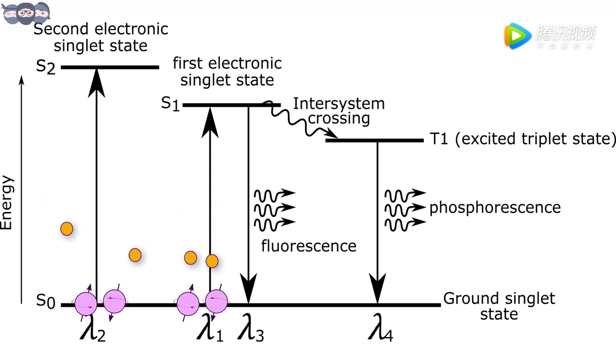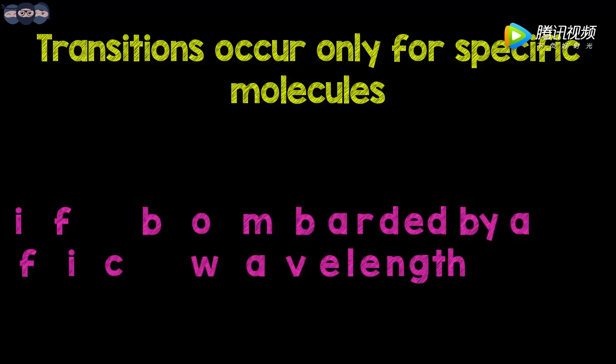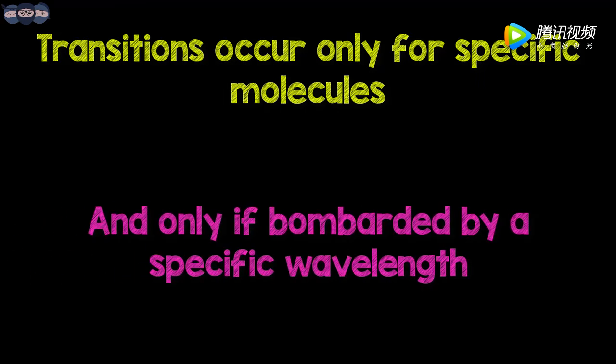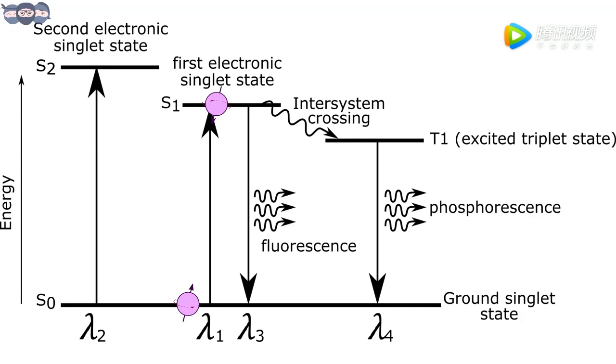Due to this absorption, an electronic transition takes place, and molecules transition to higher electronic states like the second electronic singlet state or first electronic singlet state as depicted in the diagram. It should be noted that electronic transitions will occur only for specific molecules and only when bombarded with specific wavelengths of EMR. This is because only radiation of a specific wavelength and energy is absorbed by a characteristic structure.